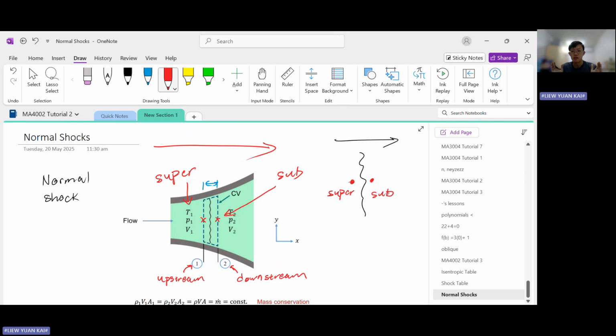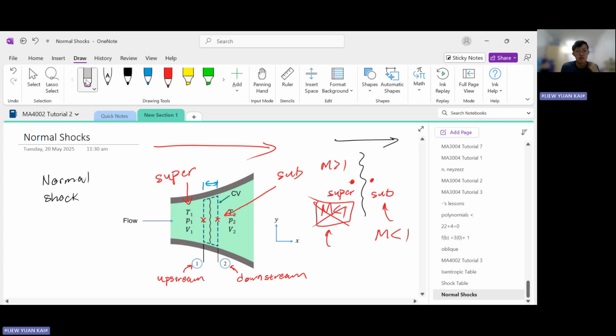Why is it important to know? Because sometimes you're put in a position to solve for the Mach number at these 2 points. And if you calculate that the Mach number here is less than 1, then you know you are wrong. You must go for the option where the Mach number is greater than 1, because here is supersonic. And here, you must make sure that your Mach number is less than 1, otherwise you know that you're wrong.